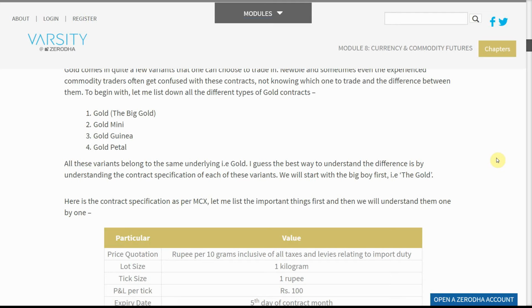I guess the best way to understand the difference is by understanding the contract specification of each of these variants. We will start with the big boy first, i.e. the gold. Here is the contract specification as per MCX. Let me list the important things first and then we will understand them one by one.